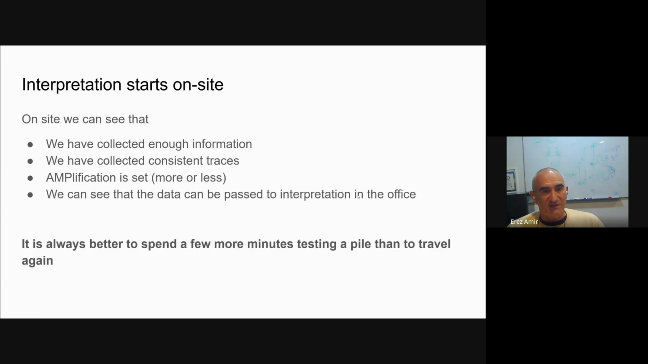All we need to do on site is to make sure that we have quality data that can be processed in the office. We don't have to be exact on filtering or sharpening. Amplification should be more or less. Everything should be more or less. We can do that in the office, but we cannot add impacts in the office. All the other parameters are fine and we can change them.